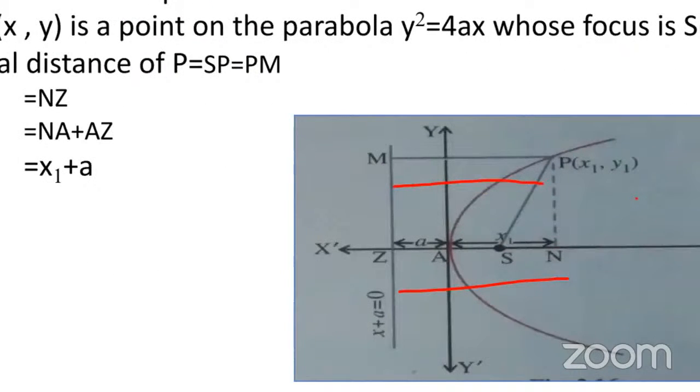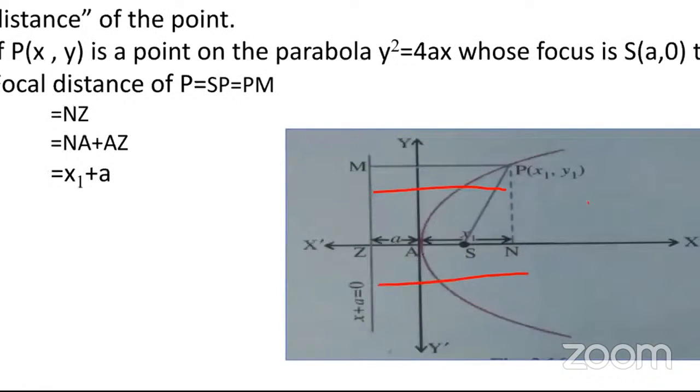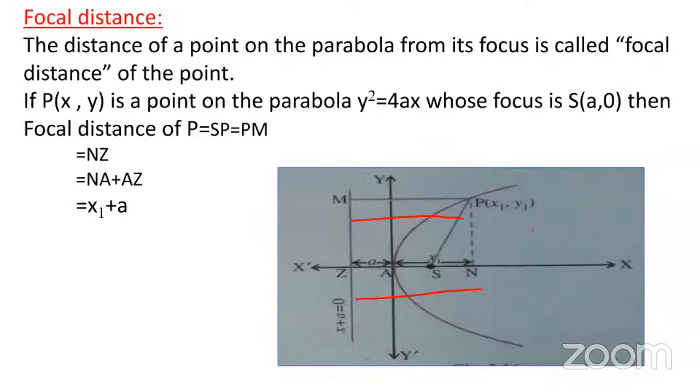What is the length of NA? That is the distance between A and N, and since P lies on the parabola, that is the x coordinate, which is x1. And AZ is nothing but a. So the focal distance is x1 plus a. Once again, focal distance is the distance between the focus and a point lying on the parabola, and that is x1 plus a.